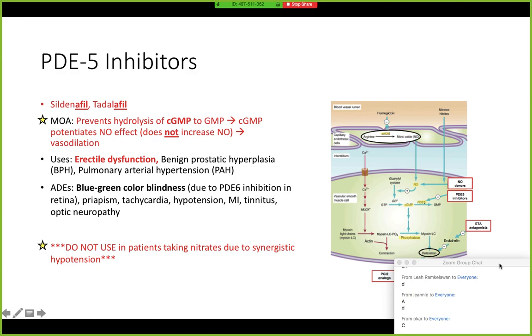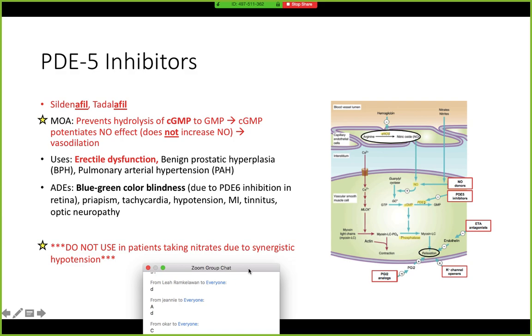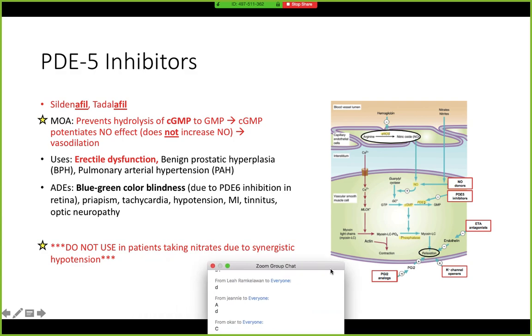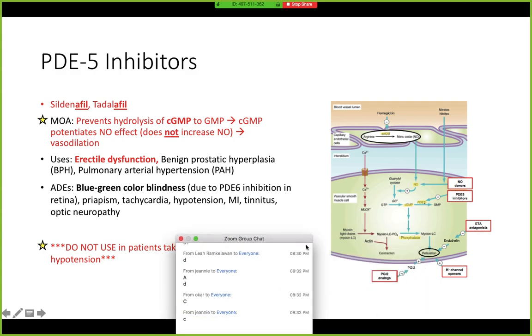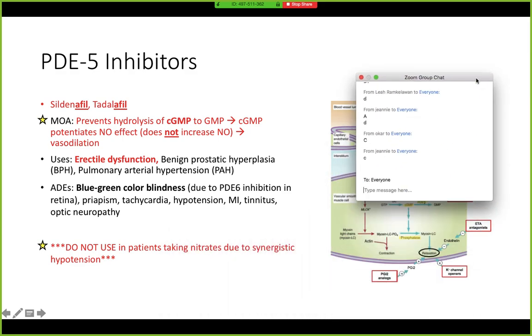Okay, so the two PDE5 inhibitors to know are sildenafil and tadalafil, and they work by preventing the hydrolysis of cyclic GMP to GMP, so right here. So they're preventing the breakdown of cyclic GMP, and because of that, cyclic GMP is going to be allowed to potentiate the effects of nitric oxide, which again leads to relaxation and vasodilation.